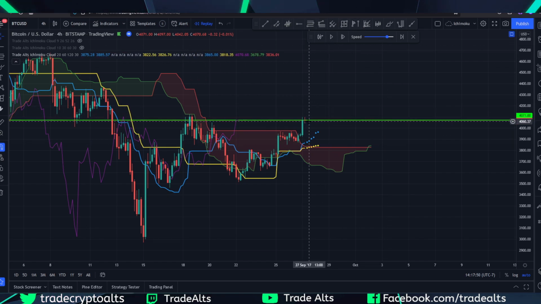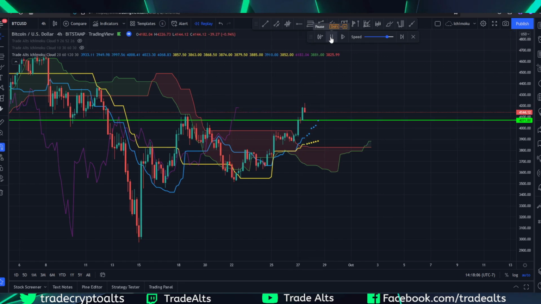To keep it as simple as possible, the only way that we're going to exit this trade is if you get a bearish TK cross. So if your blue Tenkan here bearishly crosses your yellow Kijun and confirms, you're out of that trade. So that's when you will exit. So let's fast forward.